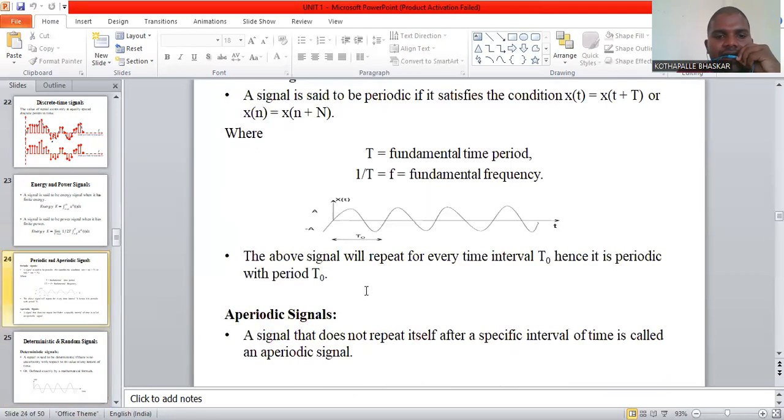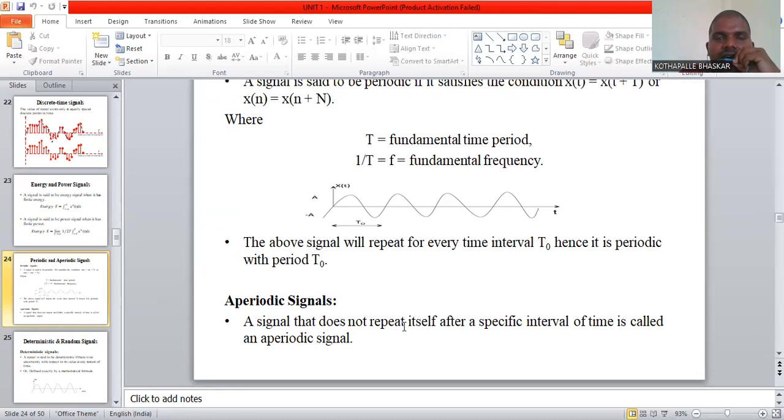Next one, aperiodic signal. A signal that does not repeat itself after a specific interval of time is called an aperiodic signal. The condition for an aperiodic signal is x of t is not equal to x of t plus T. In terms of discrete, x of n is not equal to x of n plus capital N. The best example for an aperiodic signal is the speech signal.